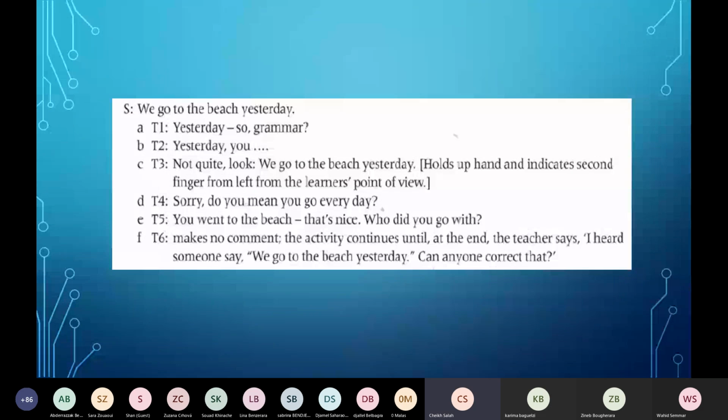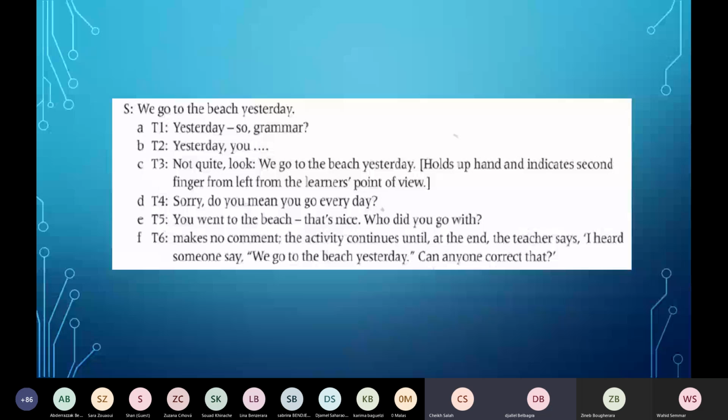Yes, Jalal. Okay. Yes, Zina, thank you. Actually, I was raising my hand for the previous slide, but yes, I can give my opinion about this one.